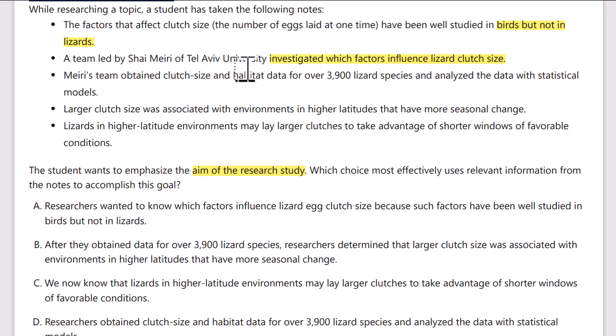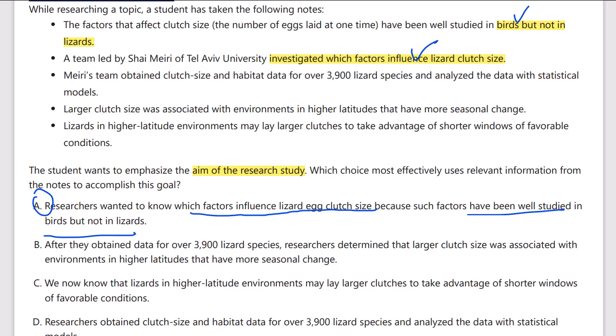They obtained clutch size and habitat data. That's the method. Larger clutch sizes... this is the findings here from that bullet point down. Okay, let's take a look at the answers and find the correct match. It's going to point out that they're studying clutch size in lizards. It's going to be A. Researchers wanted to know which factors influence lizard egg clutch size. That's what they wanted to know. Right there. And the reason why is those factors have not been well studied in lizards. They've been studied in birds, but not lizards. There it is. That is the aim of the research study.